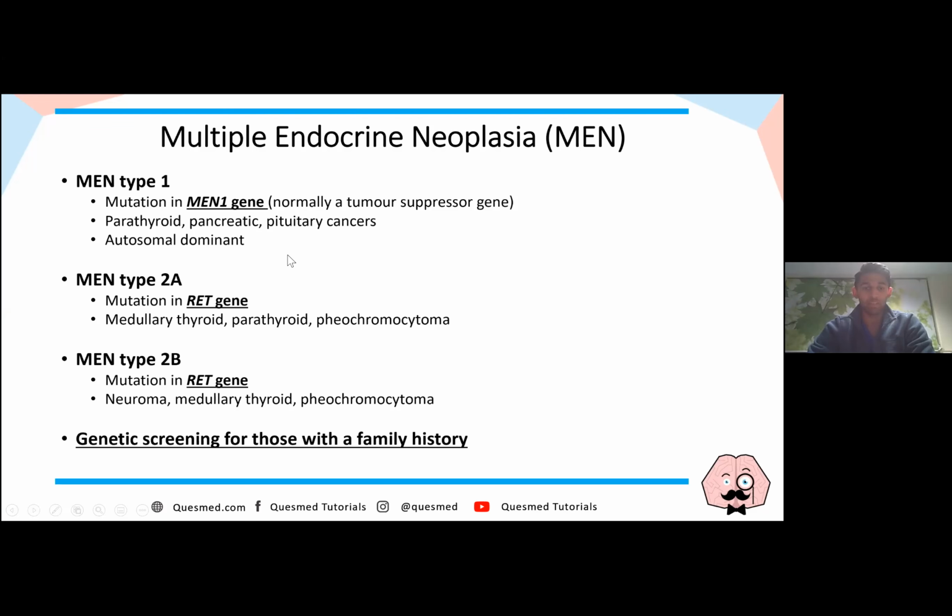And it's the same, all of these are tumor suppressor genes, and so genetic screening and a good family history are essential.